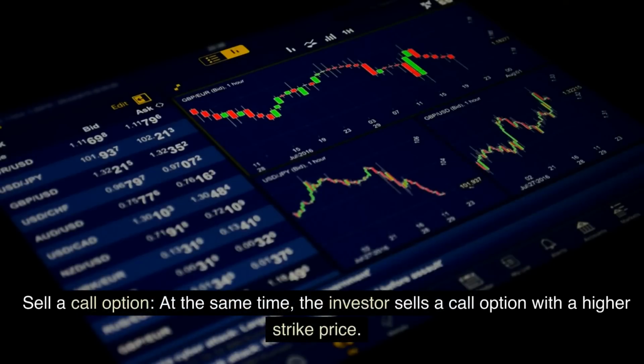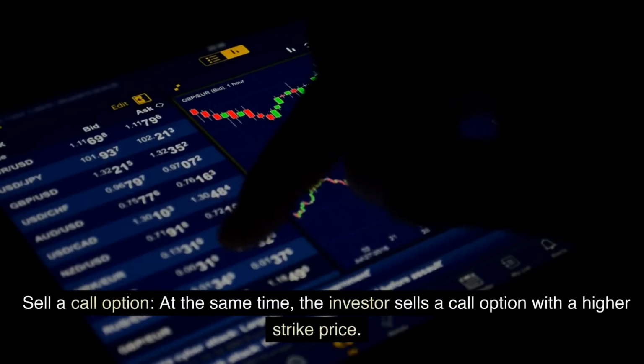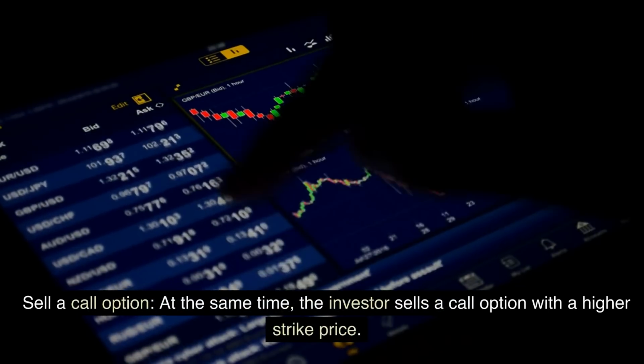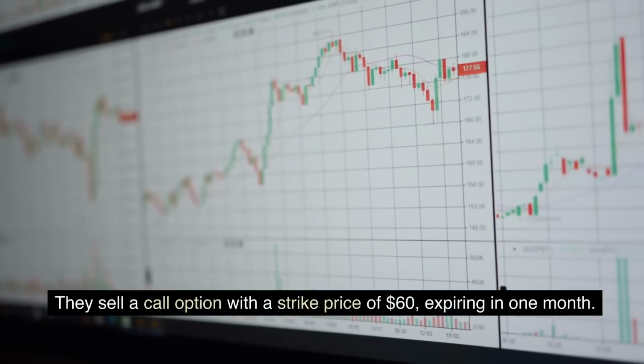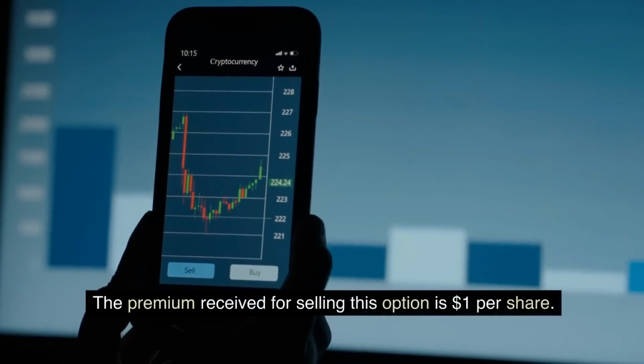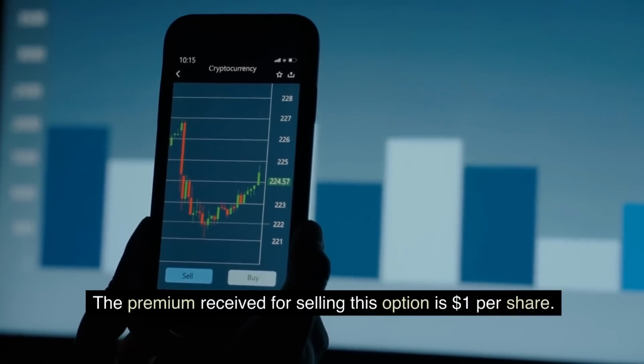Sell a call option. At the same time, the investor sells a call option with a higher strike price. They sell a call option with a strike price of $60, expiring in 1 month. The premium received for selling this option is $1 per share.